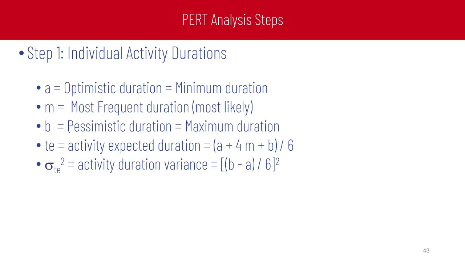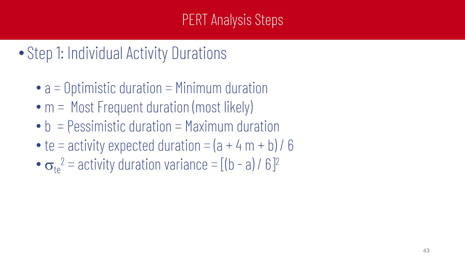Step 1. Individual activity duration. We calculate the individual activity duration based on A, which is the optimistic duration, the minimum duration. M is the most frequent duration, the most likely. B is the pessimistic duration, which equals the maximum duration. T expected, the expected activity duration, as we mentioned in the previous slides, equals A plus 4M plus B over 6.